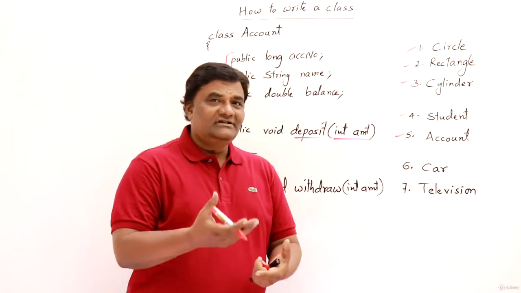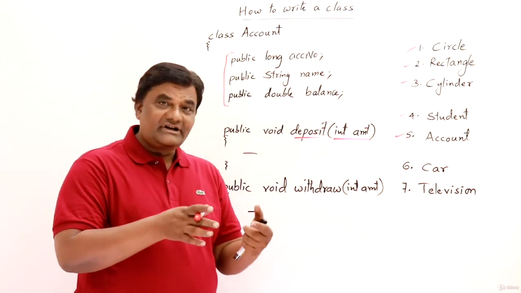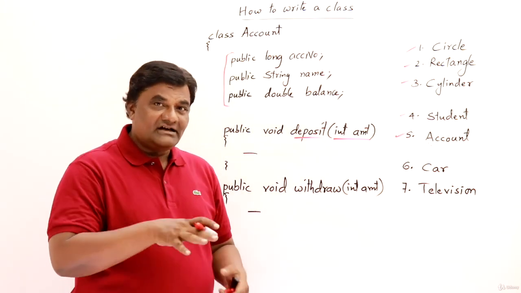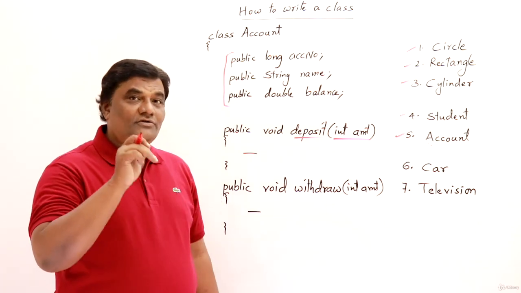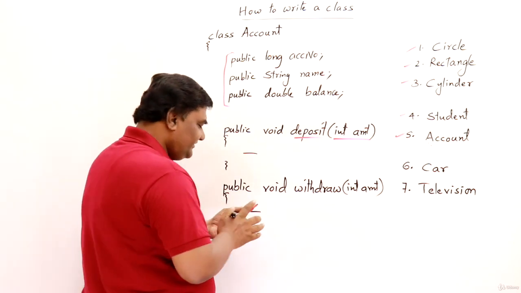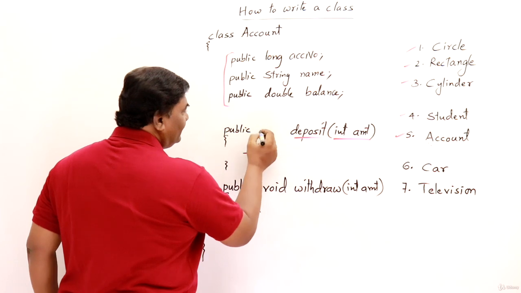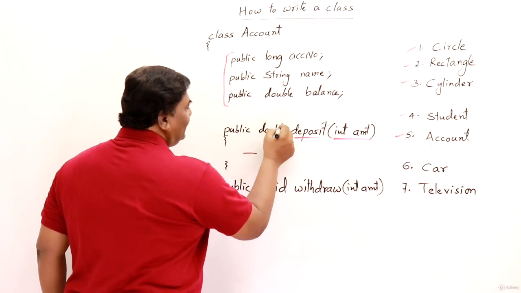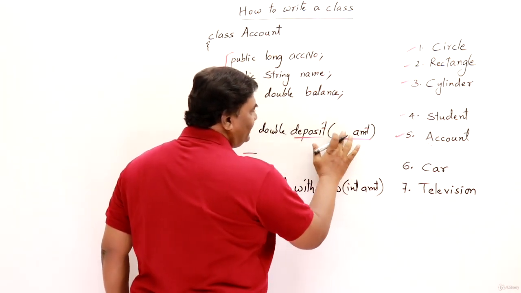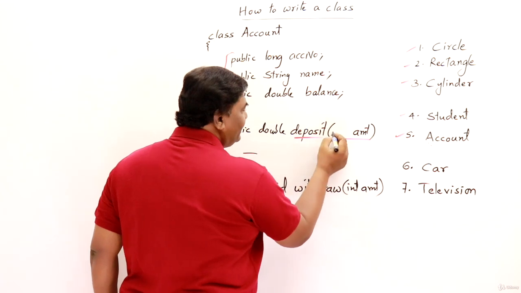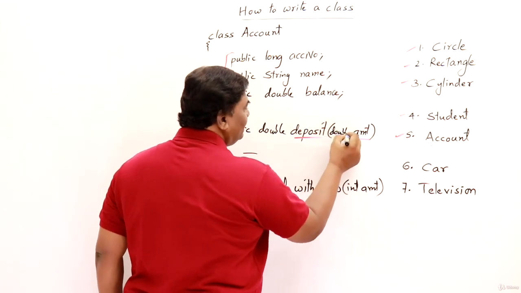It doesn't have to return the result, or if at all you want to return the present balance after depositing, if you want to return the new balance, you can make this as double. And one more thing, for amount also, instead of integer, because this is double, I should take it as double.